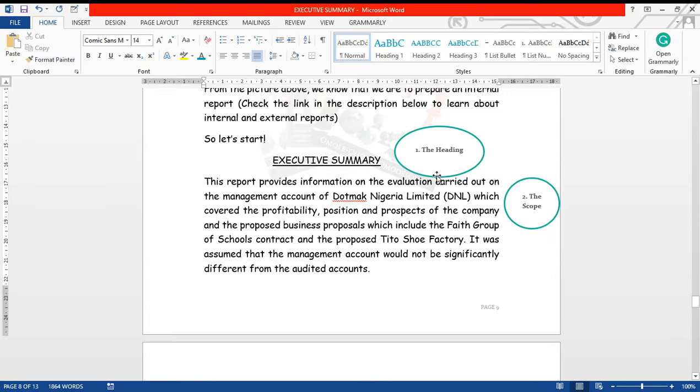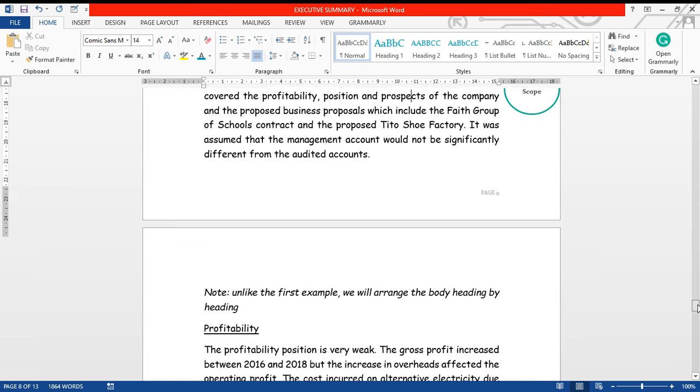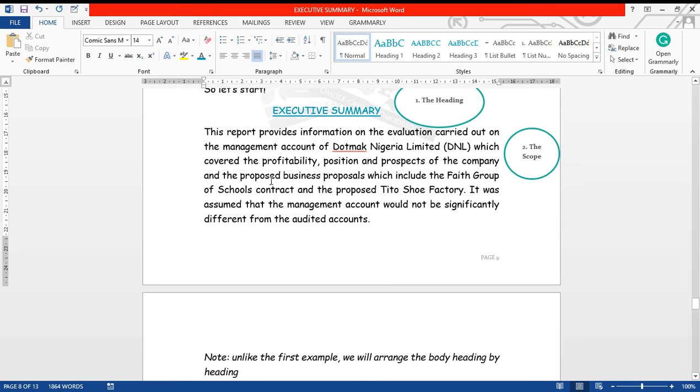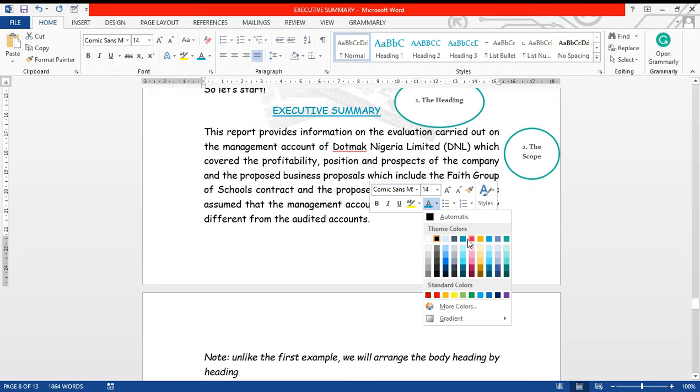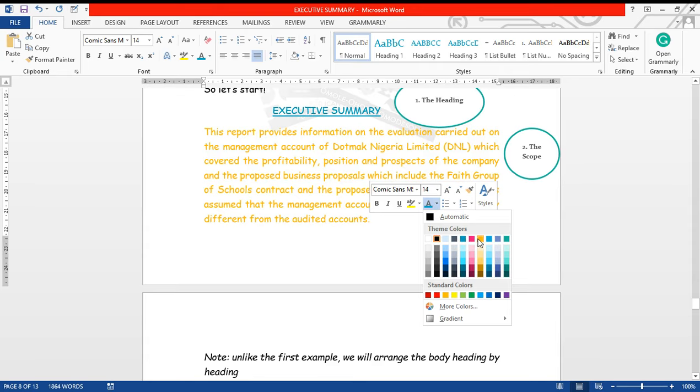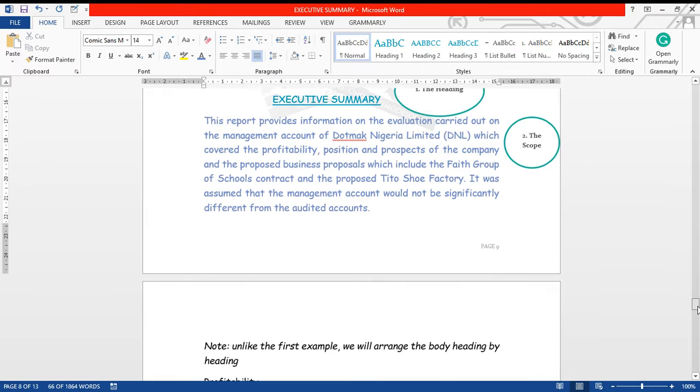The executive summary: there should be a heading, the executive summary, right? Then the scope, where you talk about what you did, the purpose of your report, and all what you did in the report, what you were asked to do, what the examiner's requirement was. So that's what you talk about in the first section. That's the scope of your report. You talk about everything that you were asked to do. That's Dotmark Nigeria Limited, right?